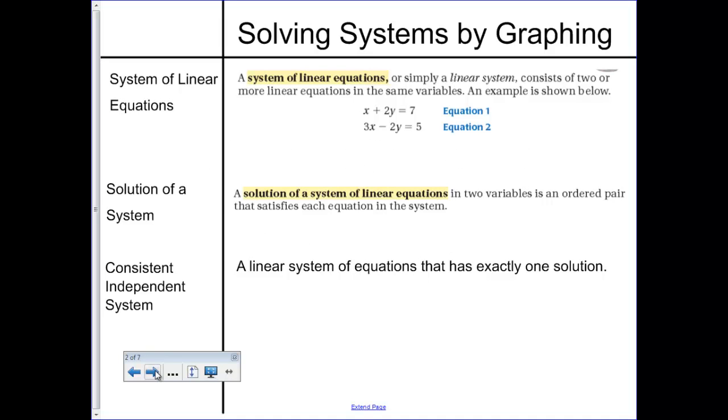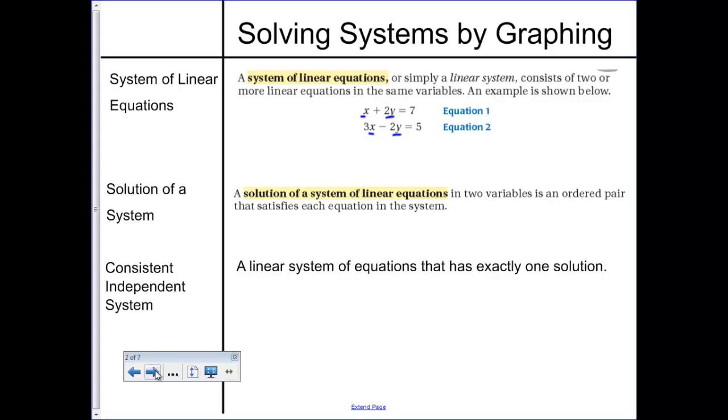First thing we want to look at is what is a system of equations or linear equations. It's simply a linear system which consists of two or more linear equations in the same variables. What we mean by same variables is we have an x and y there, and the same x and y there, which are supposed to represent the same exact values in both equations.